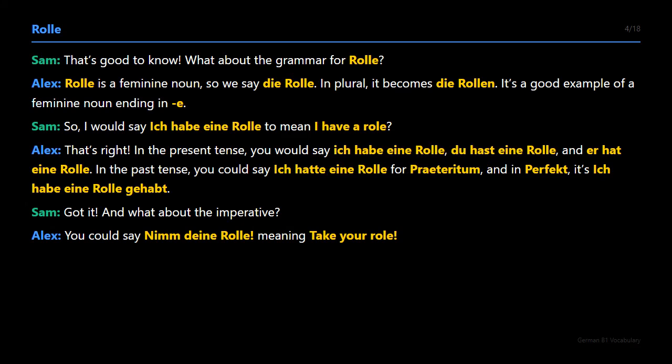Got it. And what about the imperative? You could say, Nimm deine Rolle, meaning, Take your role.